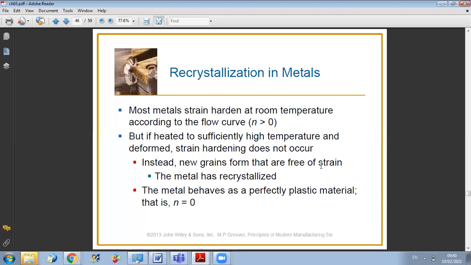Okay, so whenever we heat to a certain temperature, we will start to see in the metal the formation of small grains, and these small grains will allow easy deformation because they can slide, if you want, easily with respect to each other. So the metal in this case behaves as a perfectly plastic material for which the strain hardening exponent n will be 0. And in this case, the coefficient K will be equal to the yield strength.